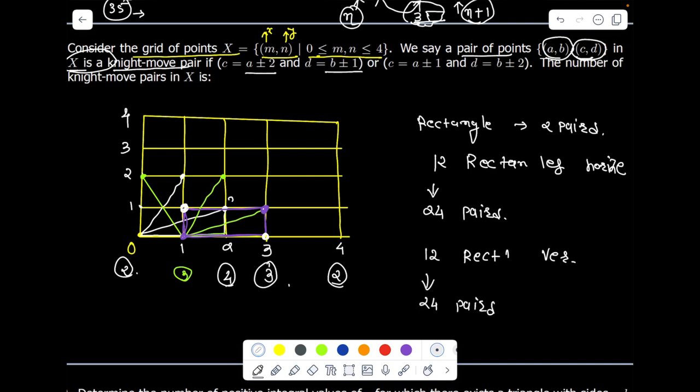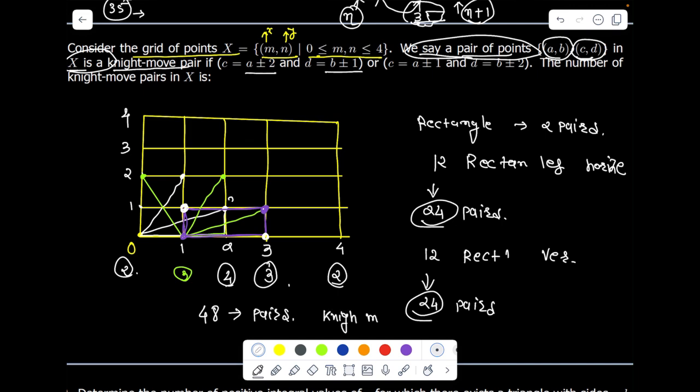What are they asking me? They are asking me pairs of points, not individual points. So again, 24 pairs plus 24 pairs. So you will get 48 pairs of knight moves. So the answer is 48. So the only logic is each rectangle will give you two pairs of knight move. Okay, let's solve another question.